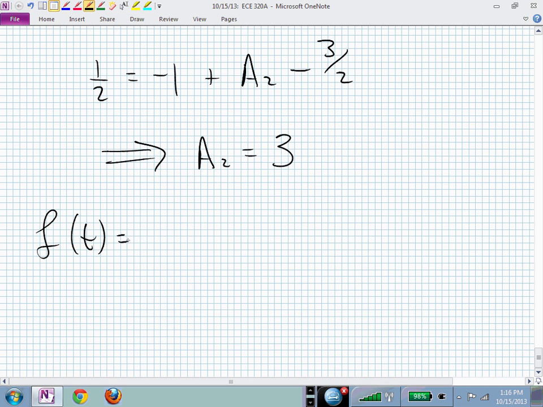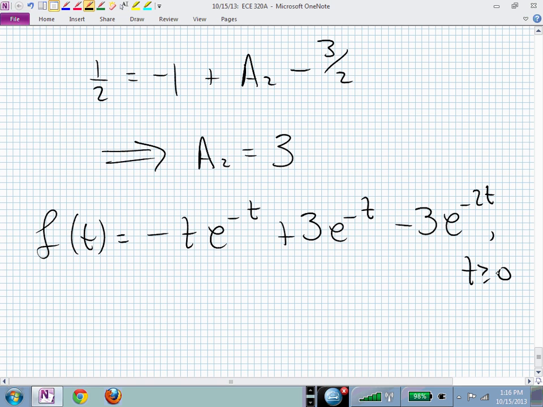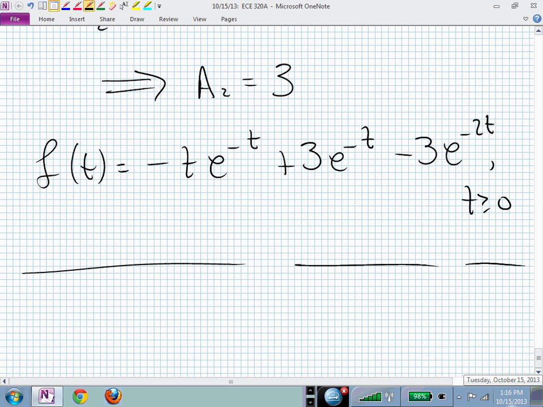We found a1 was minus 1, so that's minus t e to the minus t, plus a sub 2 e to the minus t, a sub 3, which was minus 3 e to the minus 2t, t greater than or equal to 0. That's one way of finding a sub 2, or solving for a sub 2.